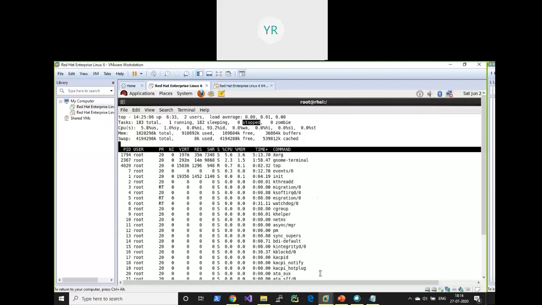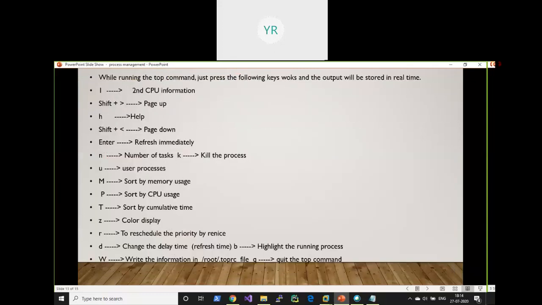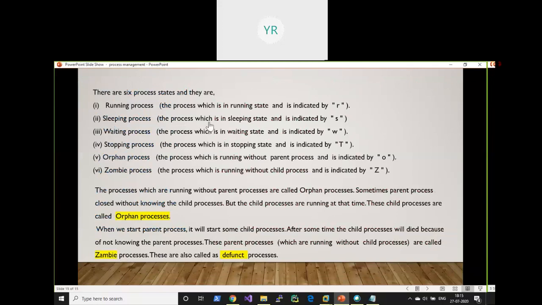I will tell you what is zombie process. Okay, so the second line shows the number of current processes. What is a running process? The process that is running is called a running process. Sleeping process means the process which is in sleeping state, that means even that is not running. If you invoke the process it will run, it is just sleeping.